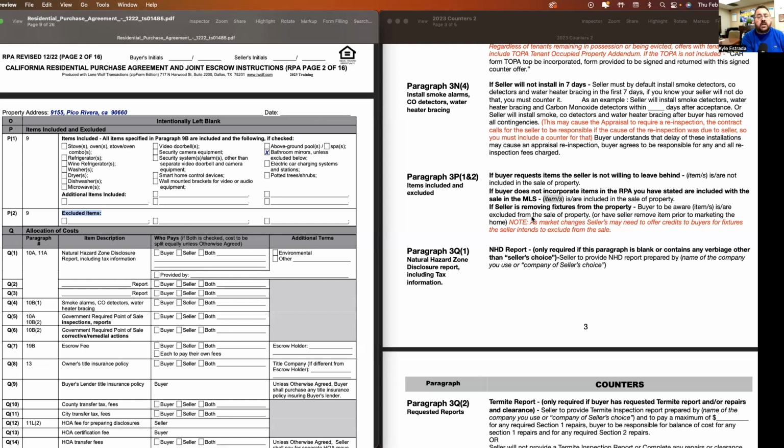And you can do that with any fixture. Now, the bathroom mirrors should have been a fixture anyway. I'm assuming they're attached to the wall, but there was no specific reference to that, and people were taking them. So that's why.